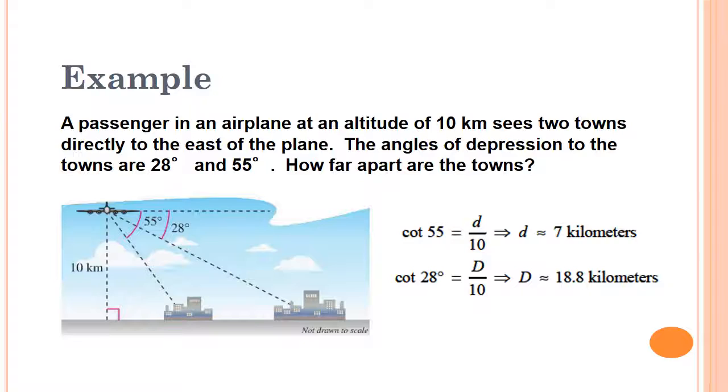If you're wondering about those angle measurements, remember that the angle of depression from the plane to the town is going to be the same as the angle of elevation from the town to the plane. So you can just transfer those angles to the lower part, the lower angles that are made by the same lines. The distance between the towns we get by subtracting the two results, and we get 11.8 kilometers.